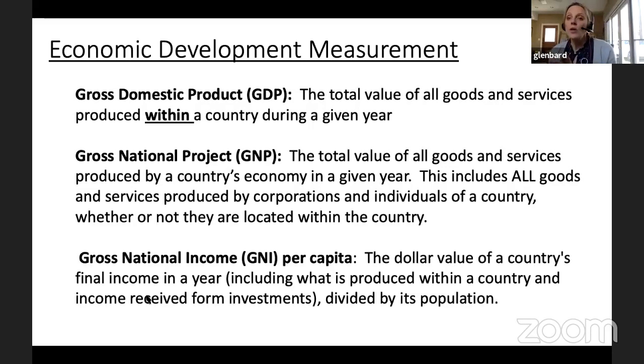What we're going to use today is we're going to talk mostly about gross national income, so GNI, and then we'll talk about per capita in just a second. But this includes what's produced within a country and then income also received from investments. Again, the biggest thing that we're talking about here is money.